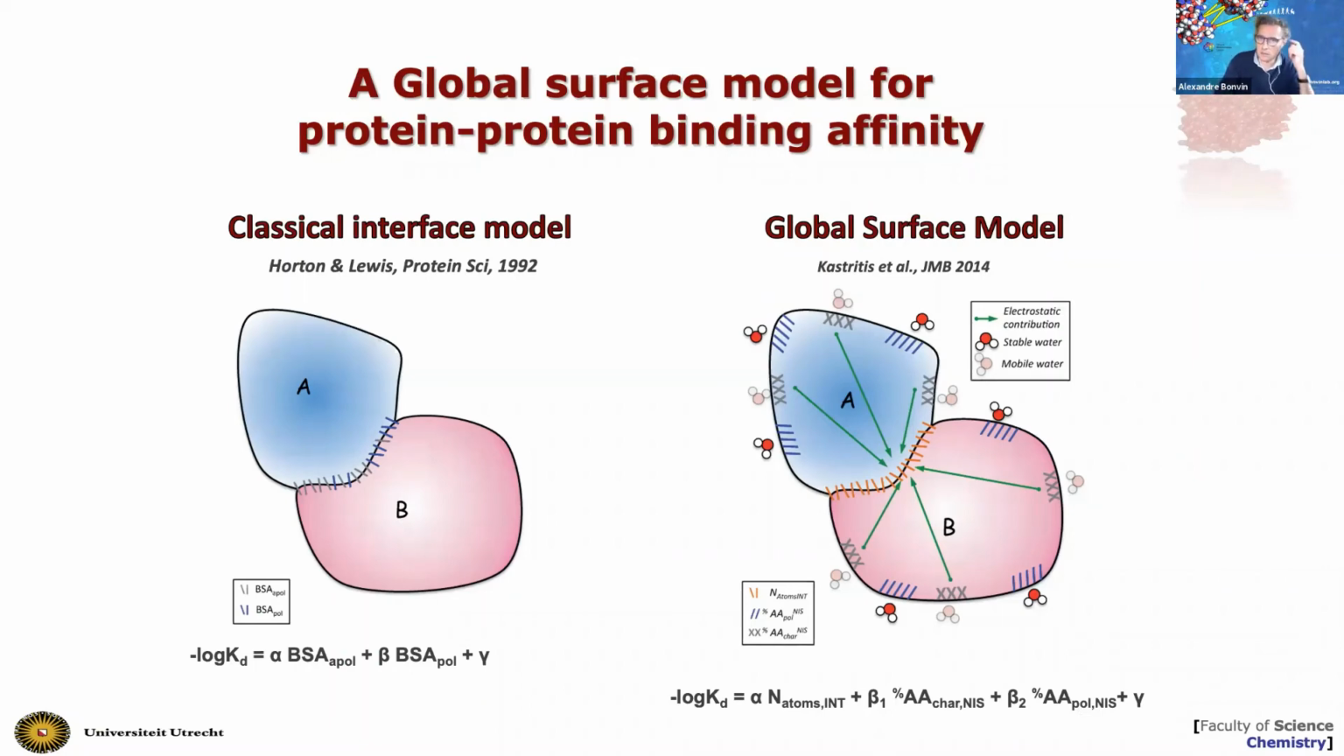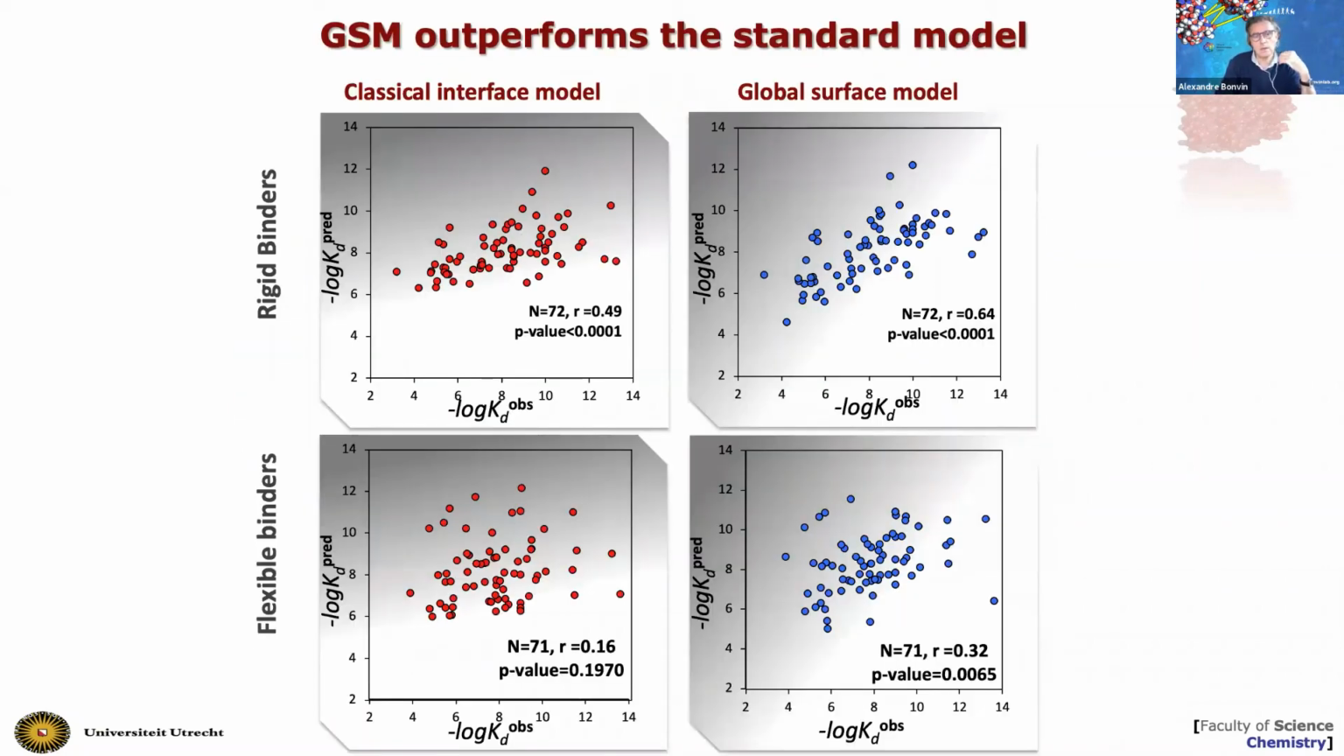And this is now the two models. We distinguish cases where there are no conformational changes and cases where there are conformational changes. So this is Horton and Lewis retrained on the new data set. So you get a correlation of 0.5 for the rigid interface, and for the flexible one, and flexible is very little flexibility still, it's down to 0.16. With the new model, we reach 0.64. It's not fantastic, of course, and then we have 0.32 for the flexible one.